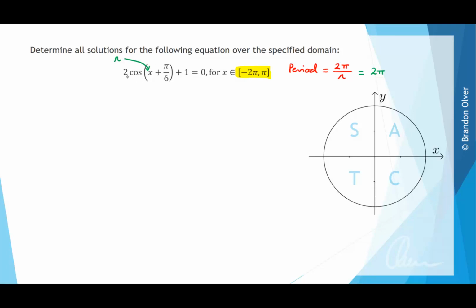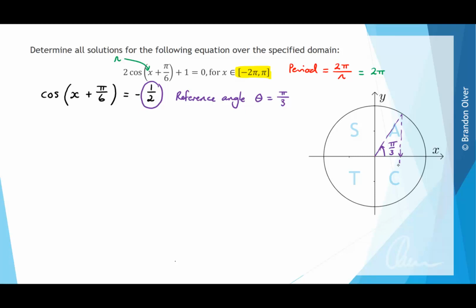So to be able to solve this equation, we're going to get cosine by itself. So we're going to subtract 1 and divide by 2. So we're going to solve the equation cos of x plus pi on 6 is equal to negative 1/2. And now 1/2 is an exact value that you should know for sine and cosine. So the reference angle for that is theta is equal to pi divided by 3. So that means we're dealing with this angle here. So that there is pi divided by 3, and that gives a cosine value of 1/2.